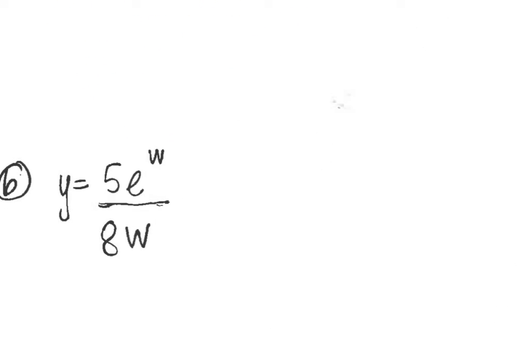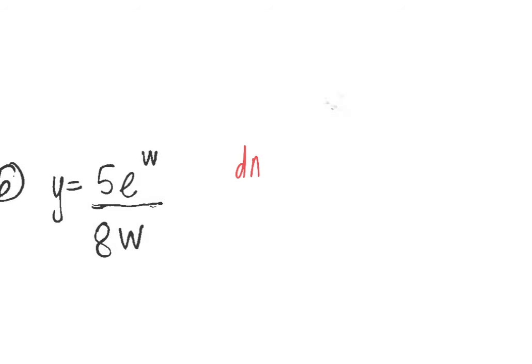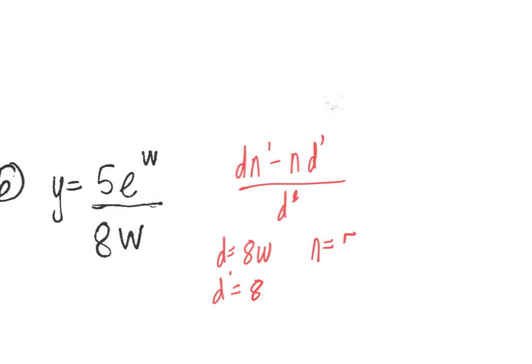Right here, we got a quotient rule. Remember that quotient rule is denominator, derivative of the numerator, minus numerator, derivative of the denominator, all over denominator squared. And the denominator in this case is 8w. The derivative of that is 8. The numerator is 5e to the w. And the derivative of that numerator, okay, so that constant 5 stays there, and the derivative of e to the w is e to the w. So let's plug in.